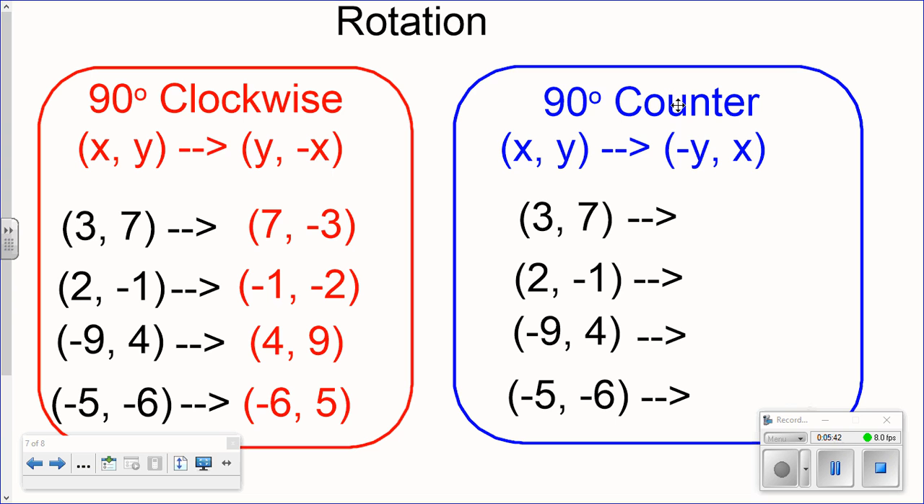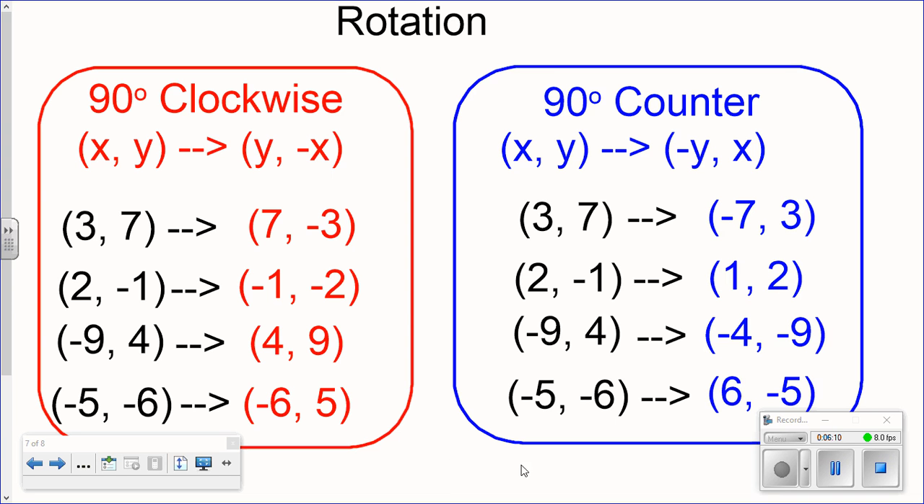Now the counterclockwise, remember we multiply the y by negative 1 before we rotate them, so that means the negative 7 is going to be times negative 1, so it's negative 7, 3. The second one means it's going to be the negative 1 that's multiplied by negative 1, which gets positive 1. In the third one, we're going to multiply 4 times negative 1, so that's negative 4, negative 9. And in the last one, we're going to multiply this negative 6 by negative 1, and gets us 6, negative 5.